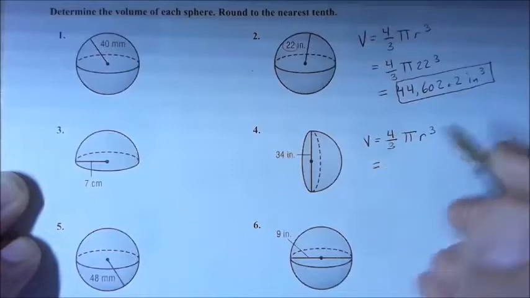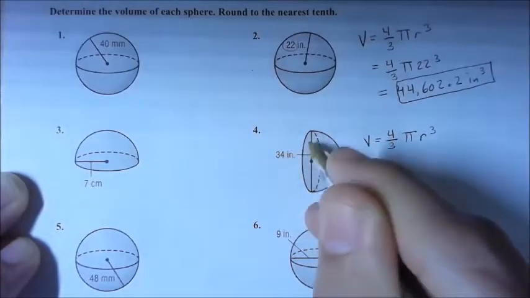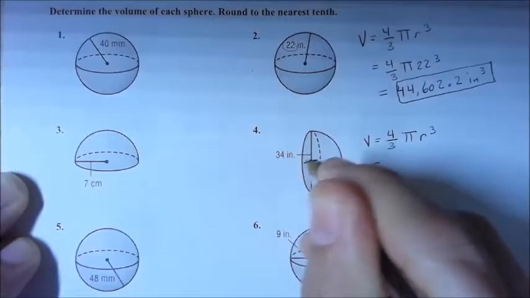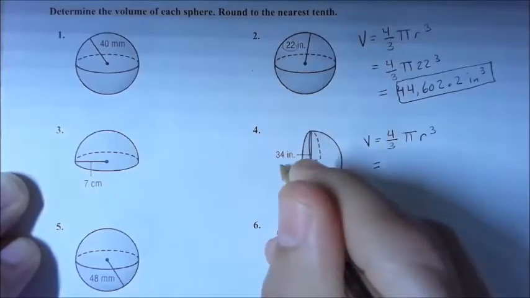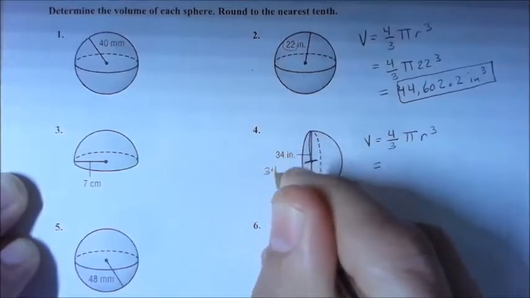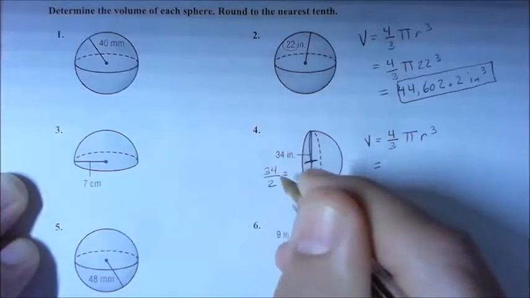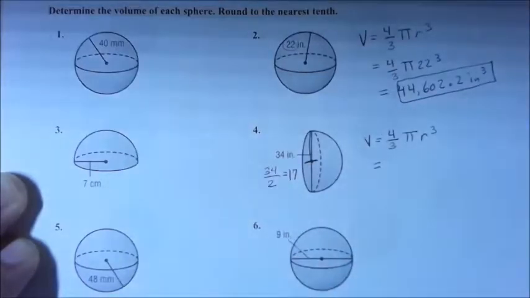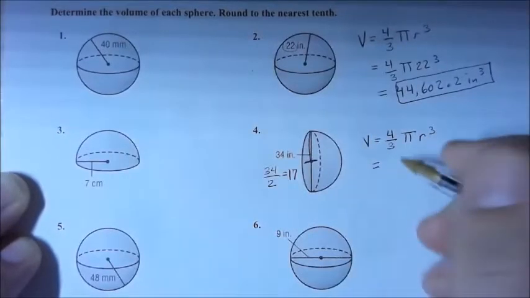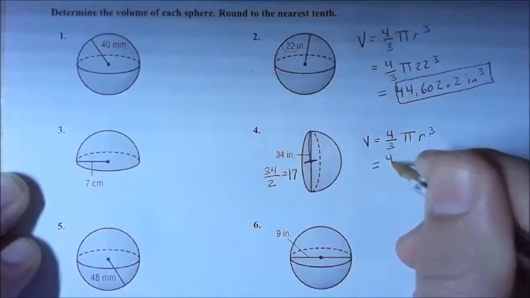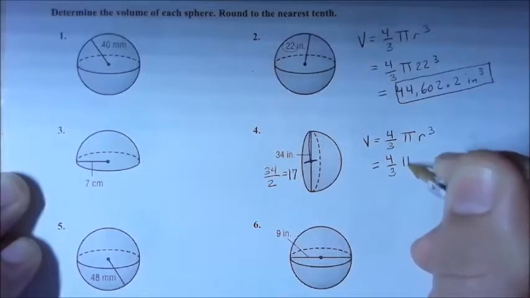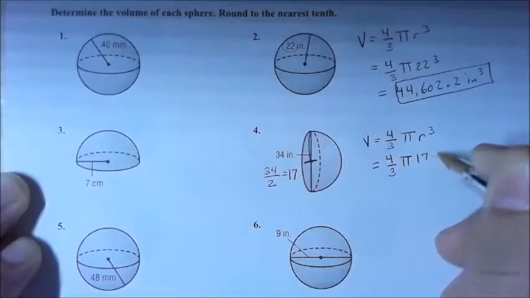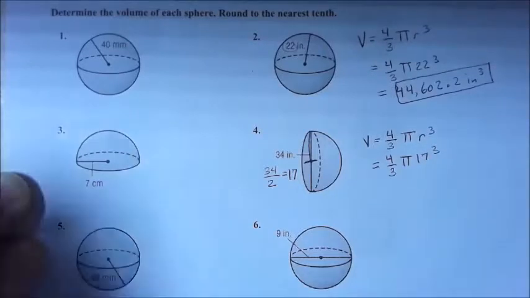Let's go ahead and plug it in. Notice this is a diameter, right? So we've got to cut it in half. We only need the radius. So that means we need to take 34 and divide it by 2, which gives me 17. So now that I've got that, I'm going to put it in my formula. I've got 4/3 times pi times 17 cubed. And let's put that in and see what we get.